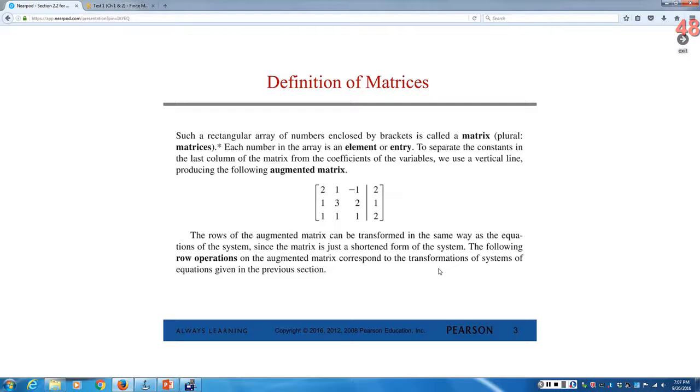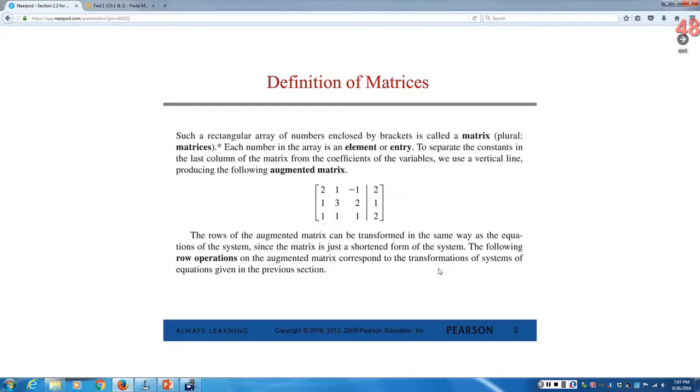Since the array enclosed by brackets is also called a matrix, or more than one is matrices, every number in the array is called an entry or an element, and we separate the constants by putting a line where the equal sign would have been. Okay?